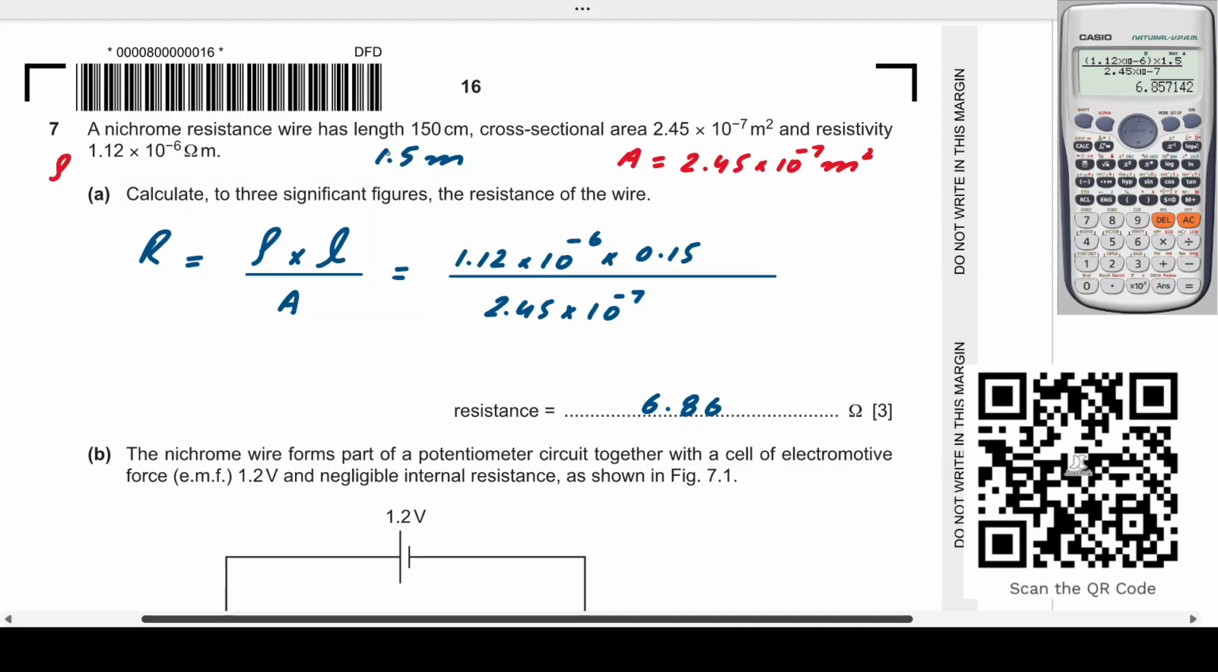So a nichrome wire has a length 150, means 1.5 meter. You can simply divide it by 100. Cross section area is given, resistivity is given. You write down the formula of resistance, insert the values in the formula, find out the answer, write the answer in 3SF. That should be it.